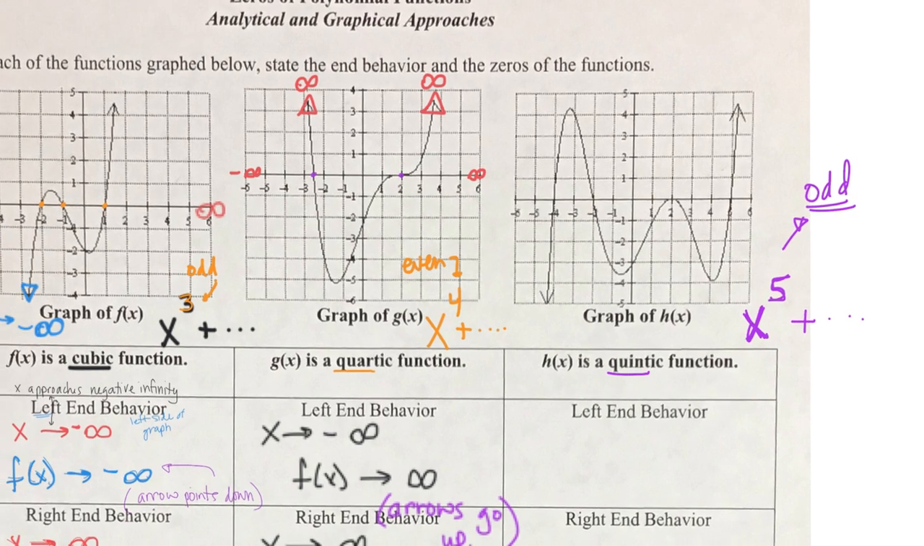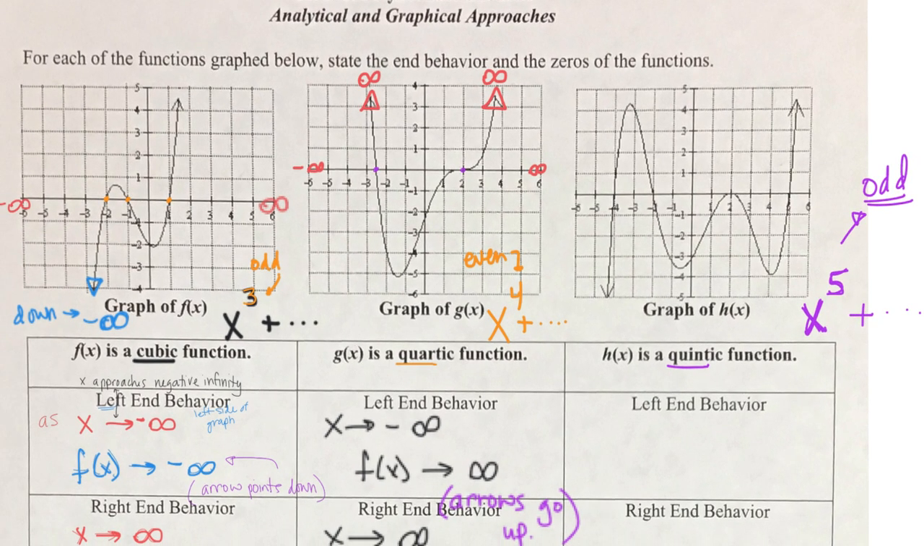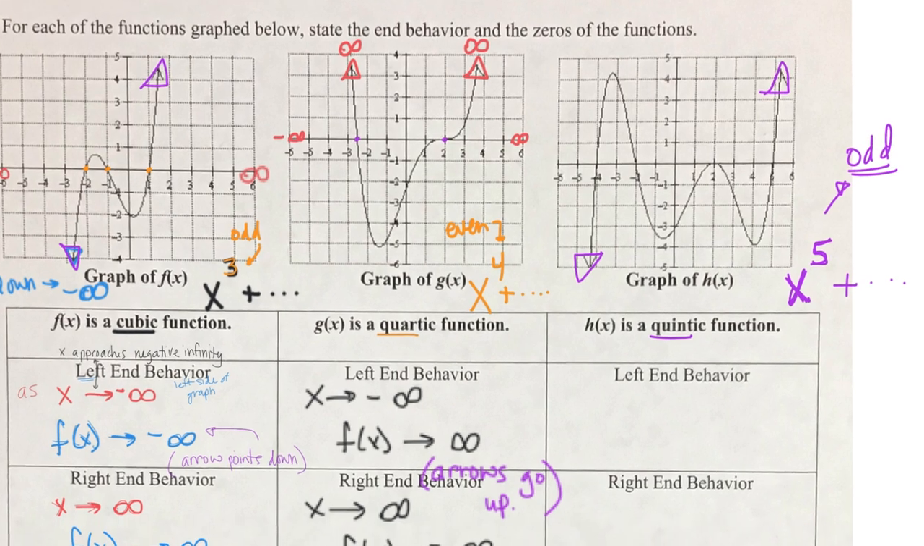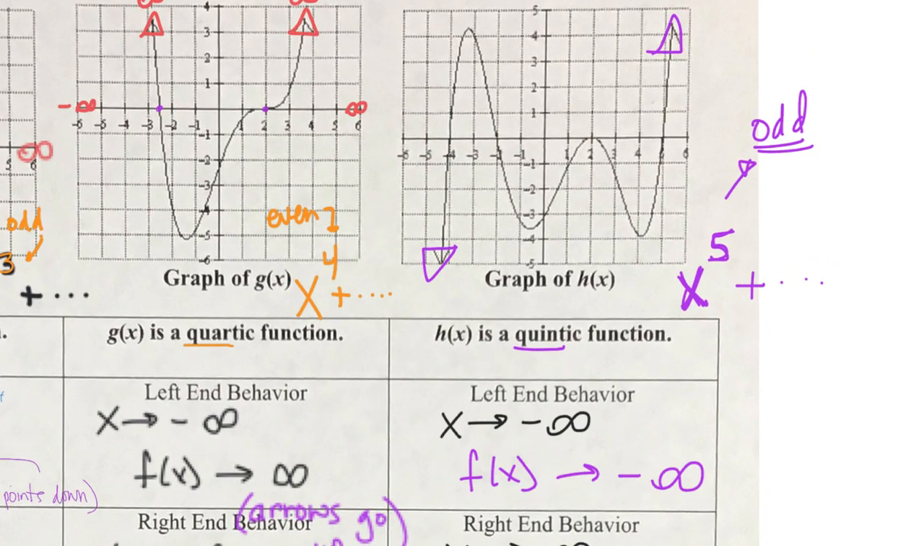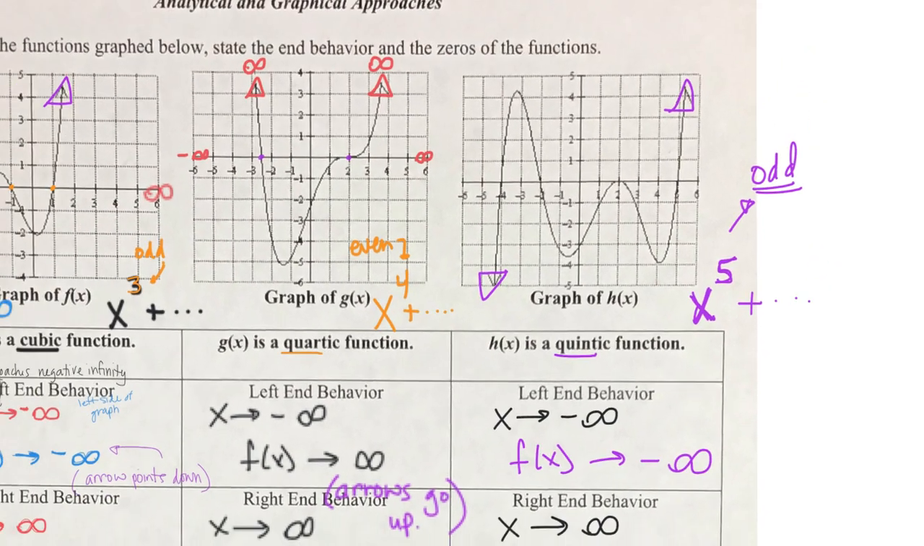Notice the arrows of this odd polynomial compared to our others. On the left side, the arrow goes down. On the right side, the arrow goes up. So for our fifth degree, the arrow goes down on the left, and the arrow goes up on the right. All odd polynomials basically behave the same, just like the x to the third.